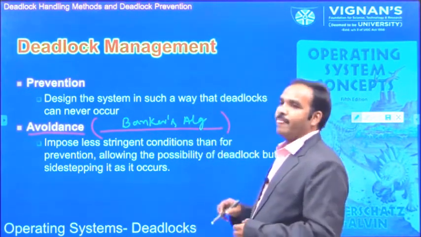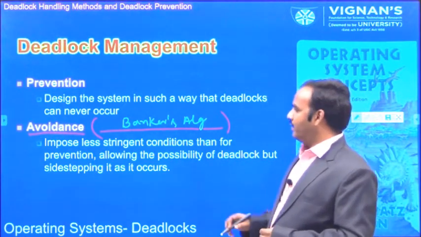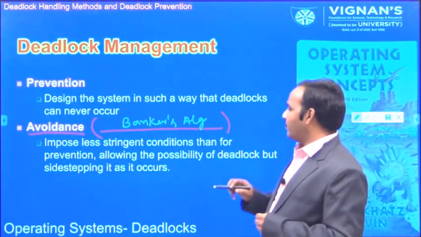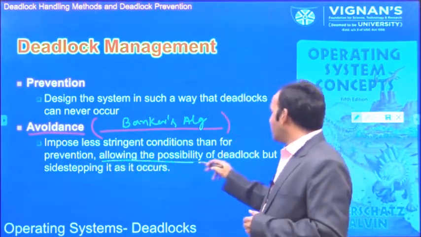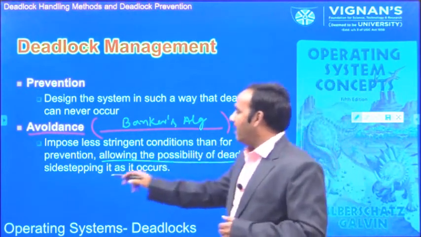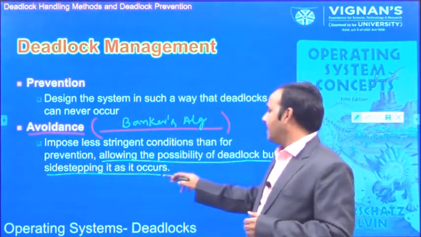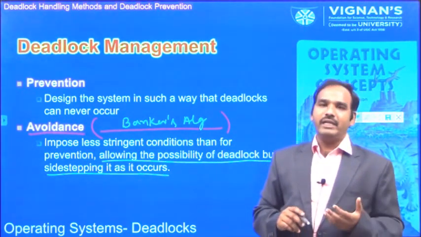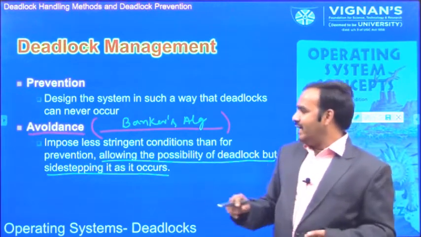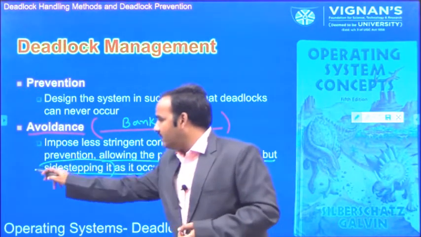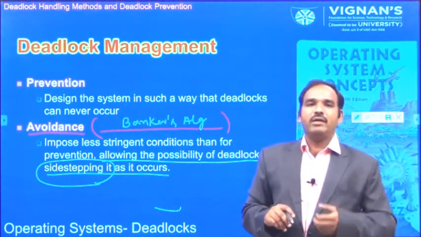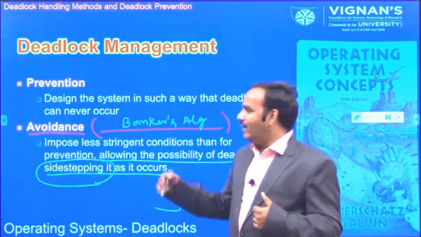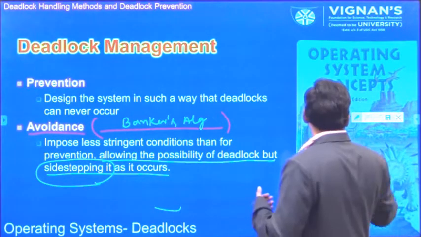Here we will study deadlock avoidance. Avoidance imposes less stringent conditions than prevention, and allows the possibility of deadlock, but sidesteps it before it occurs. We have to take some precautionary conditions, precautionary conditions or strategies to avoid the deadlock. We will see how to avoid the deadlock in the coming classes.